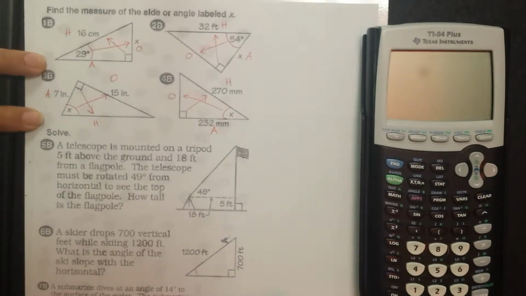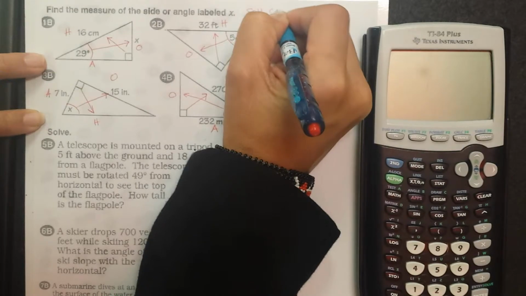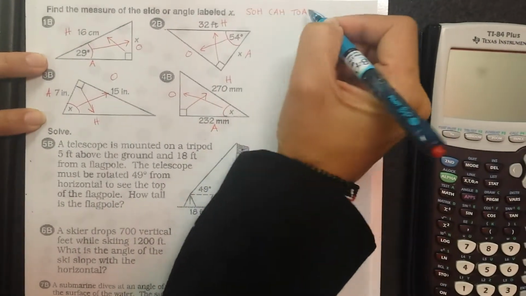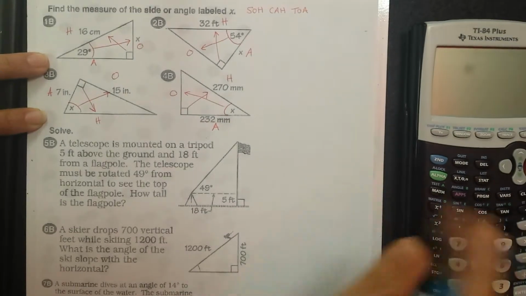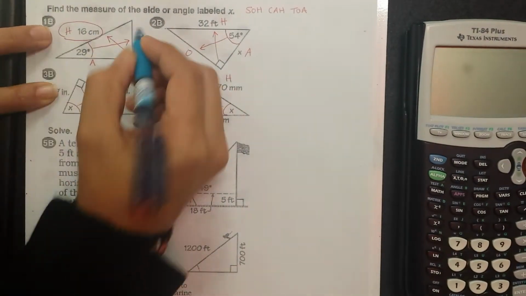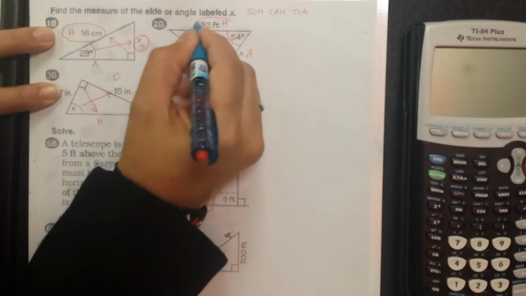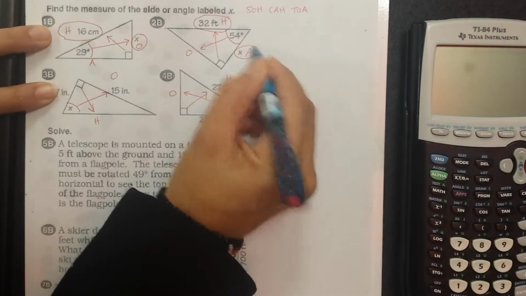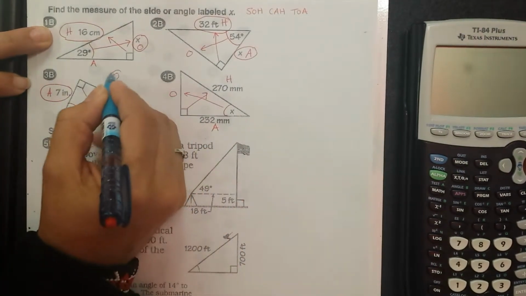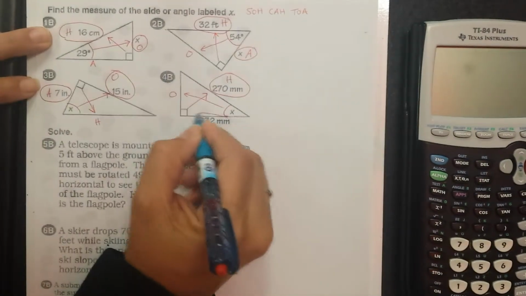Perfect. Now once I have that set up, all I have to do is write down SOHCAHTOA. Alright, and then go through each one and decide which one I need. For this first one, there's a number there, there's a letter there. For the second one, there's a number there, there's a variable there. For this third one, there's a number there, and there's a number there. And for this one, there's a number there, and there.